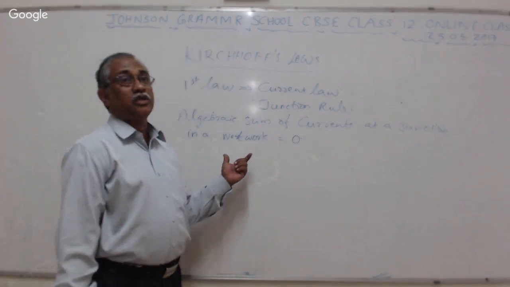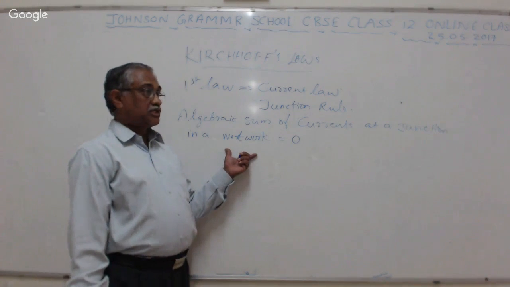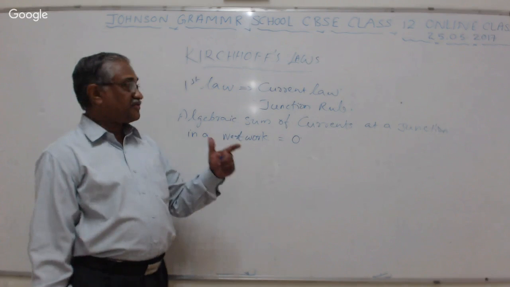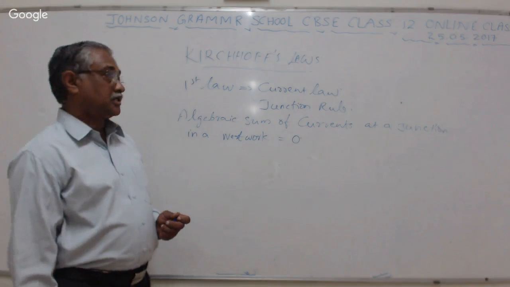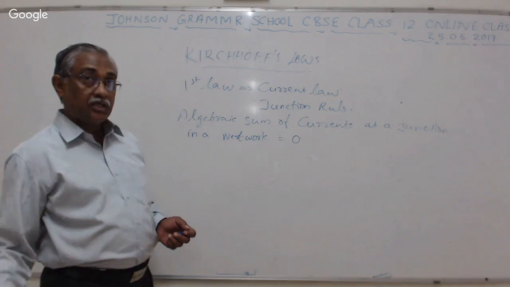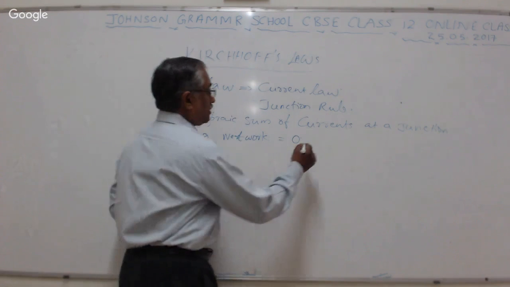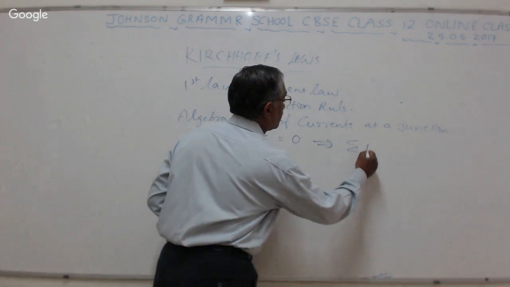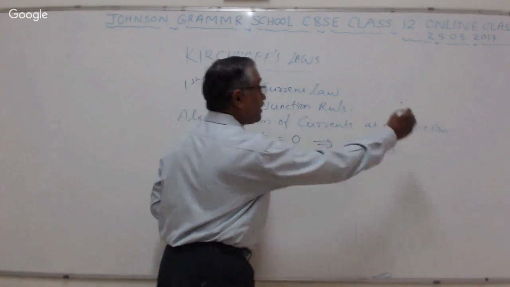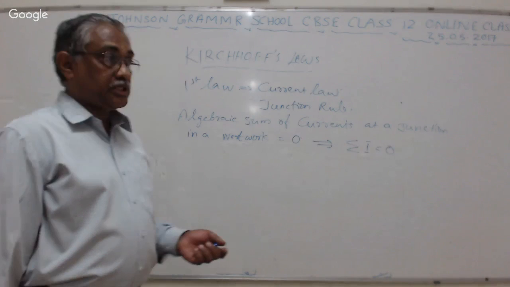So in a network, if you have currents coming towards the junction, and some currents going away from the junction, we can say that the total current, the algebraic sum of the currents at a junction, is equal to 0. Mathematically, you can write that the sum of currents, sigma I, is equal to 0. So let us see how it works in a circuit.